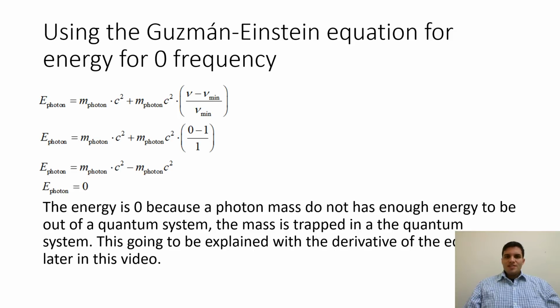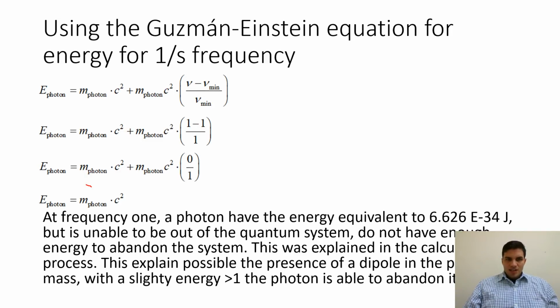Using the Guzmán-Einstein equation for energy for zero frequency, or 0 cycles per second. This is my equation. This is the part of the equation using the value of zero frequency. And when you use zero here, the product is negative, and the energy of the photon as a result of the equation is equivalent to mc squared.